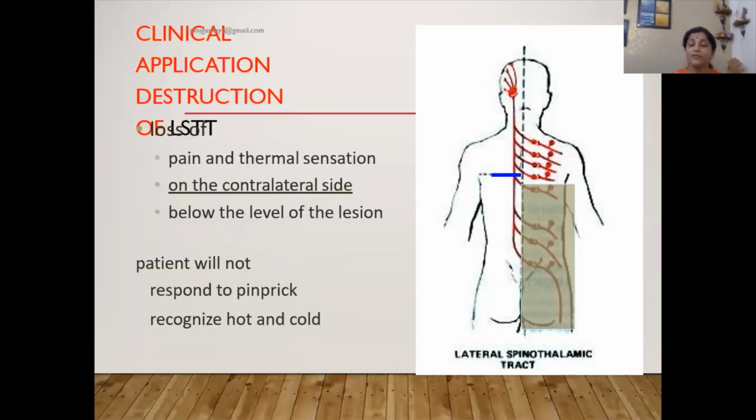It means if you give any pain sensation like a pinprick or something like pinching, or you put some hot or cold liquid or test tubes filled with hot or cold material at the level of the spinal cord segment below the lesion, the patient will not be able to recognize it.